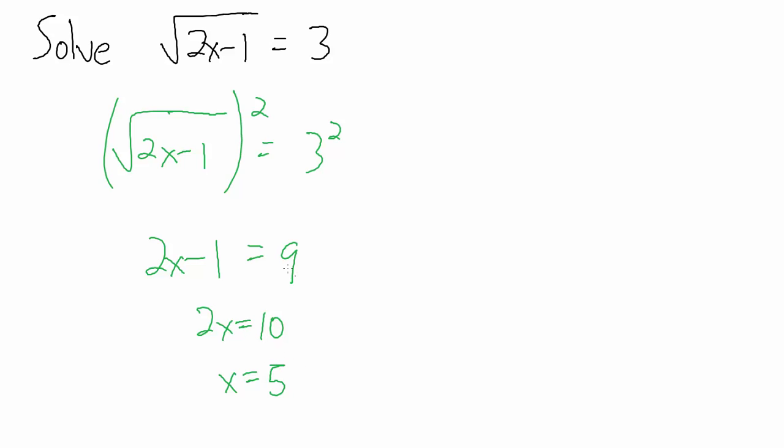Now, we do want to be very careful, especially with radical equations. We want to be very careful and check every solution that we get and make sure that they work. Now, in this case, we only got one solution, so that's good. But now we do want to check this and make sure that it works. So if x equals 5, what happens?